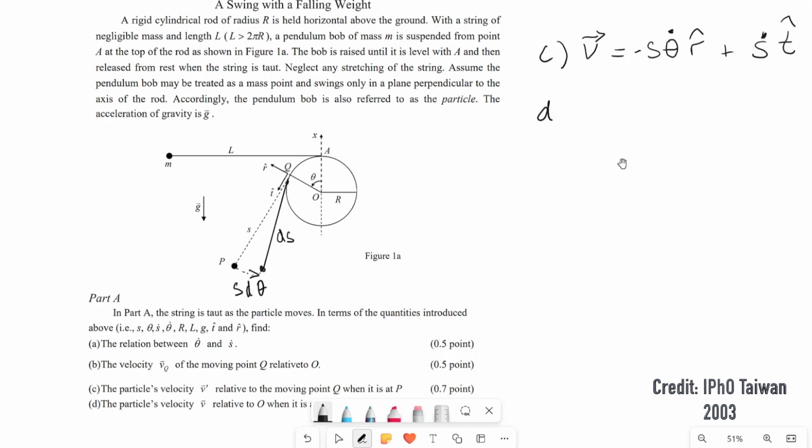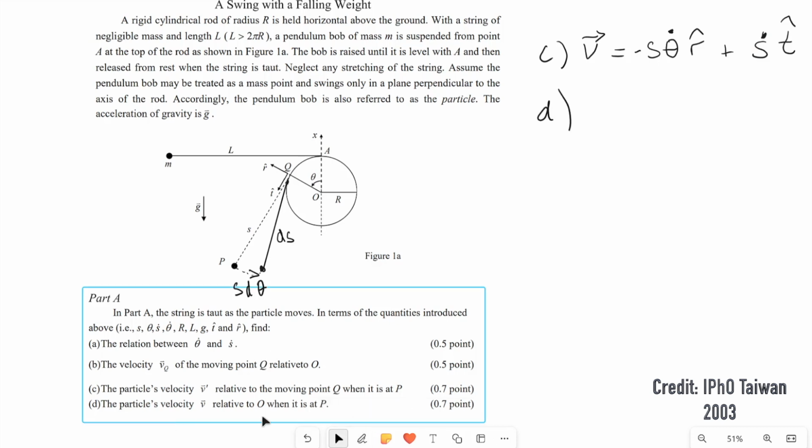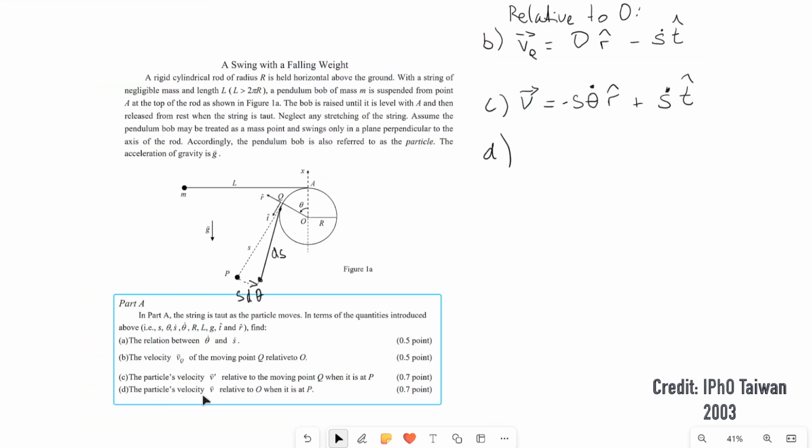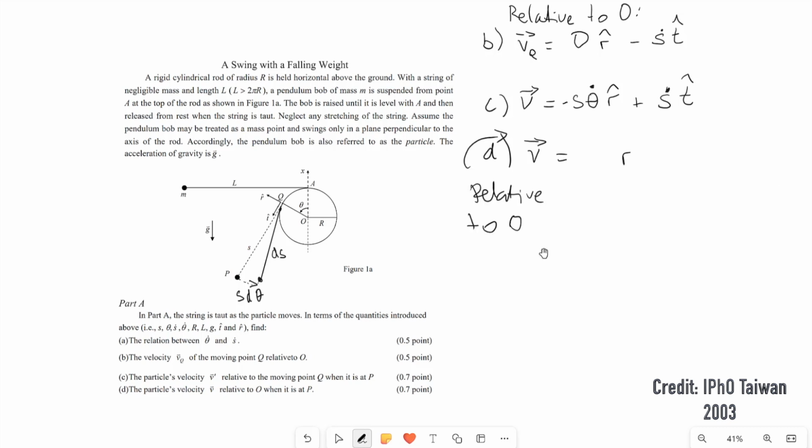Now, for part D, what we need to figure out is the particle's relative velocity to O when it's at P. For part C, we calculated the velocity relative to the moving point Q, and for part B, we calculated the velocity of the moving point Q relative to O. So to figure out the particle's velocity relative to O when it's at P, this will just be the sum of the previous two velocities. Let's call it v again, but relative to O. If we sum them up in the radial direction, the first velocity didn't have a radial component, so this will just be minus S theta dot. In the tangential direction, negative S dot and plus S dot will just cancel out, so there's not going to be any tangential component. The answer should just be minus S theta dot.